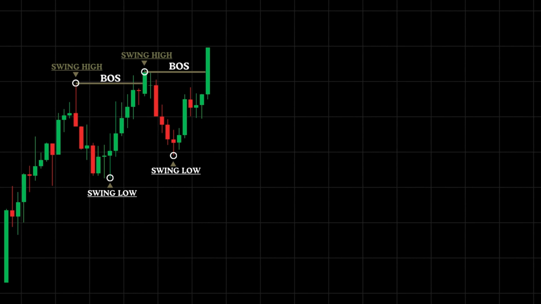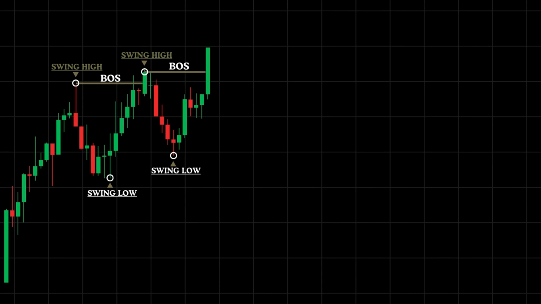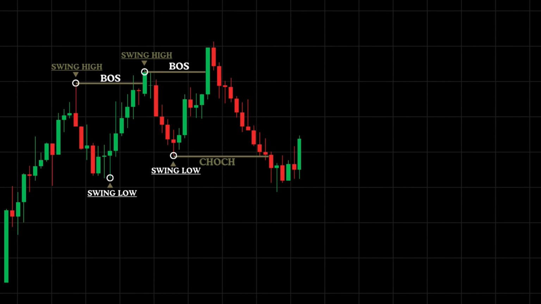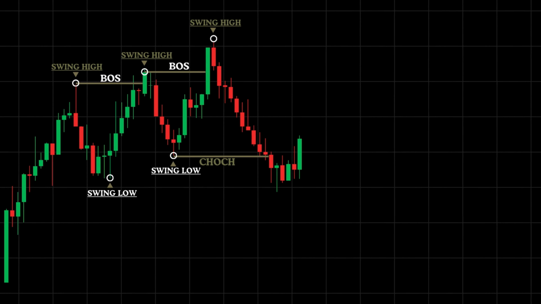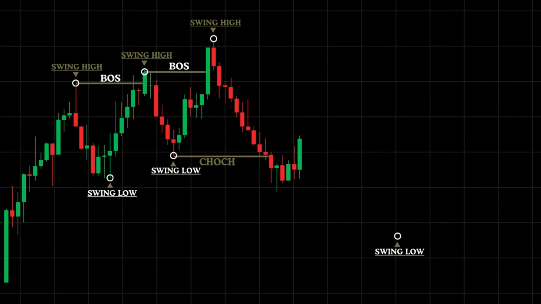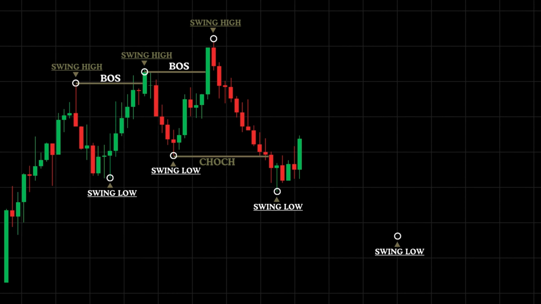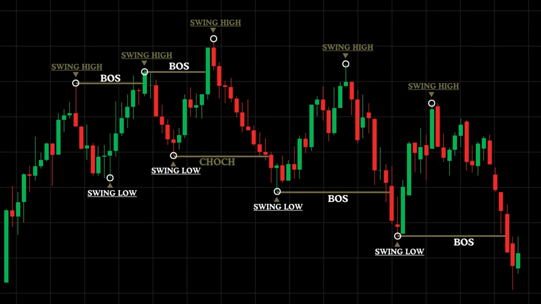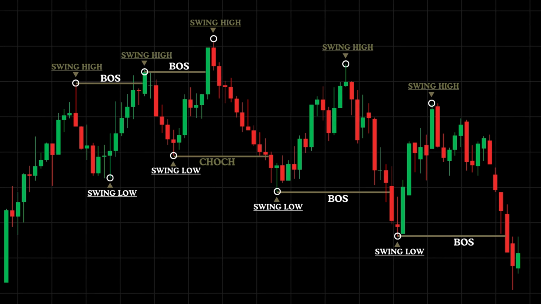Why does this matter? Because if price breaks above a swing high, it often signals that buyers are in control and the market could move higher. If it breaks below a swing low, it usually indicates that sellers are taking over and the market may move lower. Swing highs and swing lows act like signposts on the chart. They highlight where price is turning and provide a clearer picture of the trend.